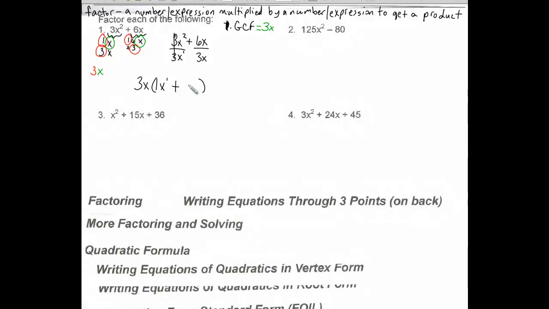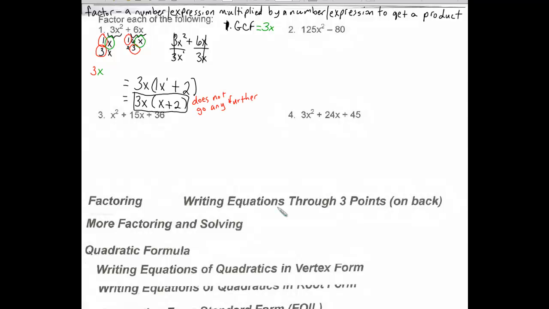3 goes into 6. For the second term, 3 goes into 6 two times, and these will just reduce to 1. So 3x squared plus 6x factors to be 3x times x plus 2. That means that when I multiply 3x times x plus 2, I will get my product of 3x squared plus 6x. Notice that x plus 2 cannot be factored anymore. This does not go any further.